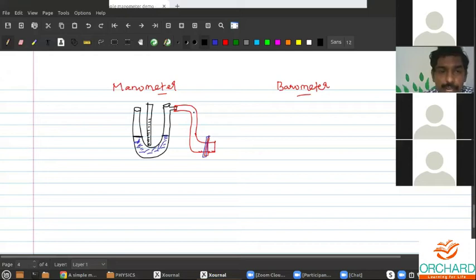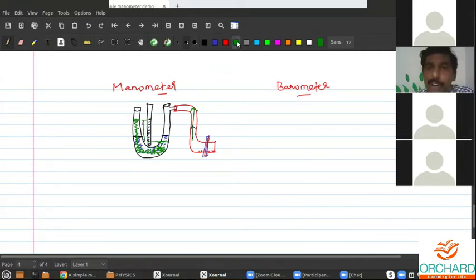Suppose you blow some air inside this rubber tube, what will happen? I will use another color, green. The water inside will go this way, so the level of water on the other side will increase. If you blow some air, the water here will rise up. You can measure the height of the water column on this graduated scale. That is the principle.